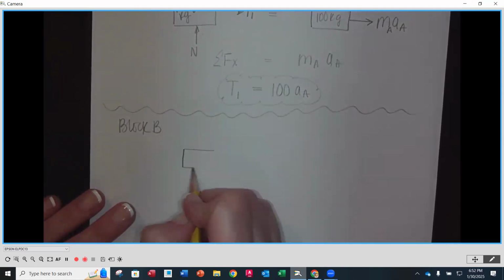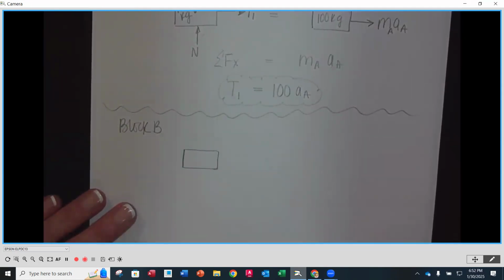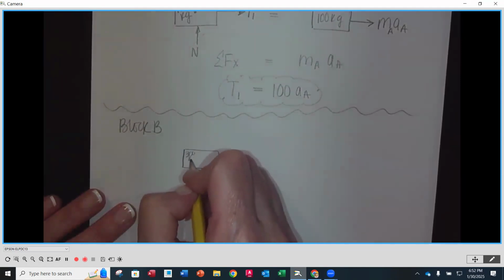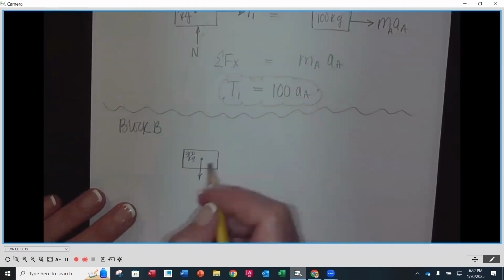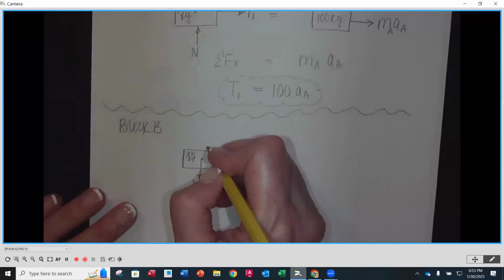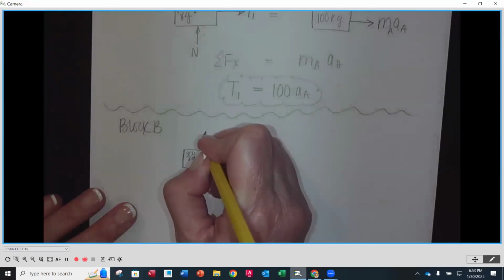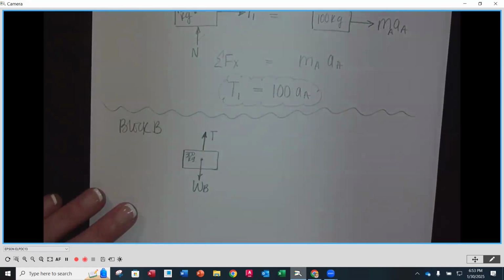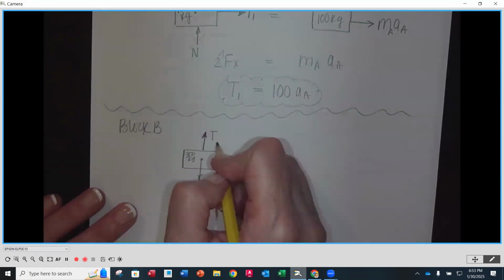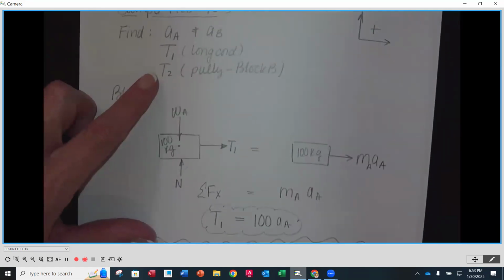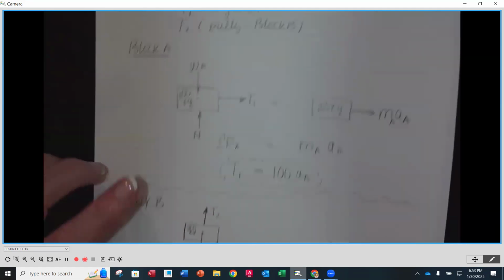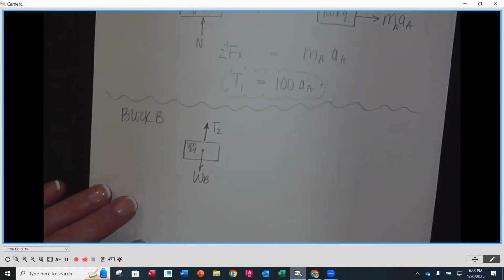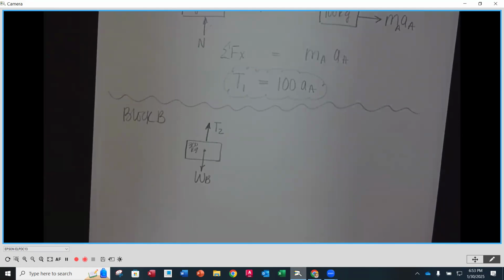So we're going to show block B like this. We know that it is 300 kilograms, but force-wise, we're going to want to put the weight of B going down. Now, this is not sitting on a surface, so there isn't a normal force, but there is the tension in that little section going from block B to the pulley. That's the other tension that we want to calculate. That's tension 2. So those are just two forces in the Y direction.